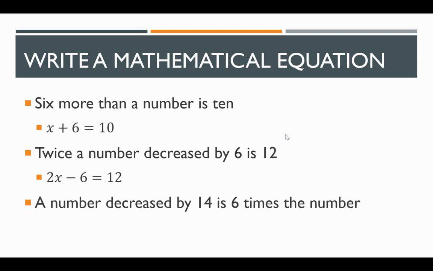A number decreased by 14 is 6 times the number. Ooh, we have the word number in here twice. Guess what? We're using variables on both sides of the equal sign. A number decreased by 14, so x minus 14, equals x times 6, or 6 times the number. So that's how we'd write this. X minus 14 equals 6x.